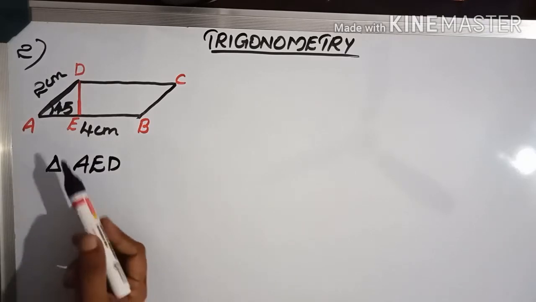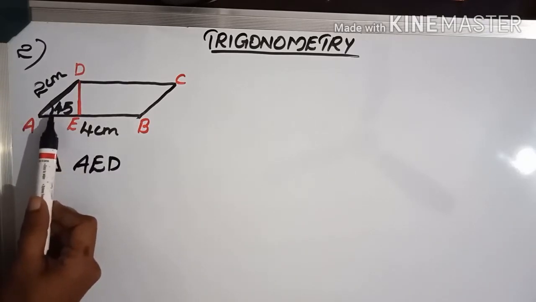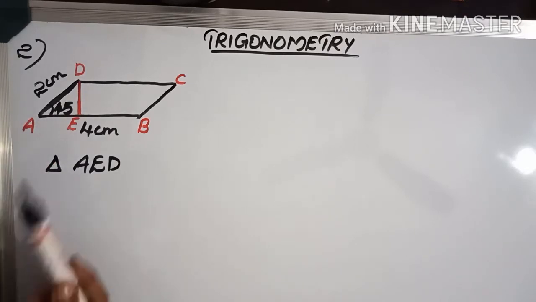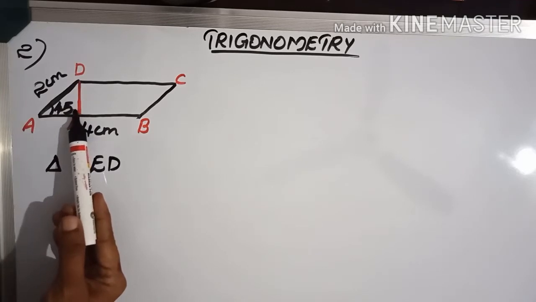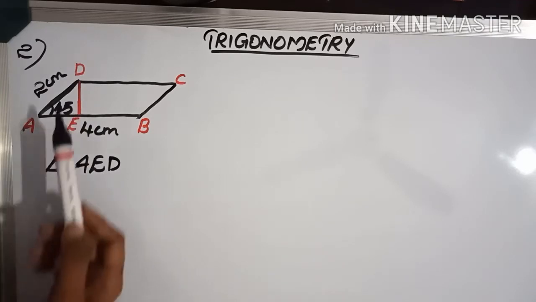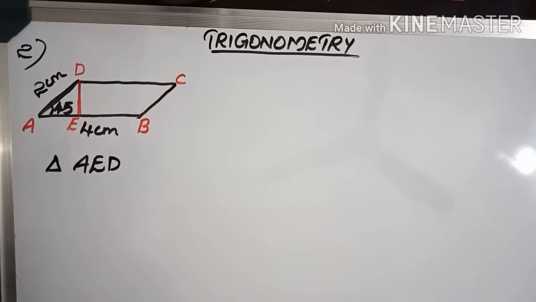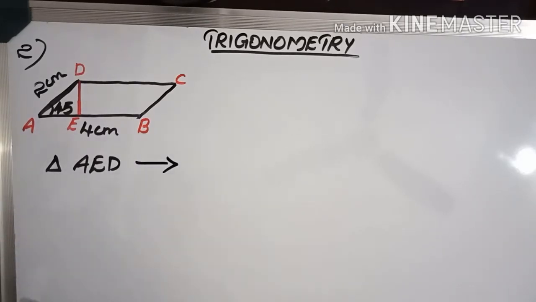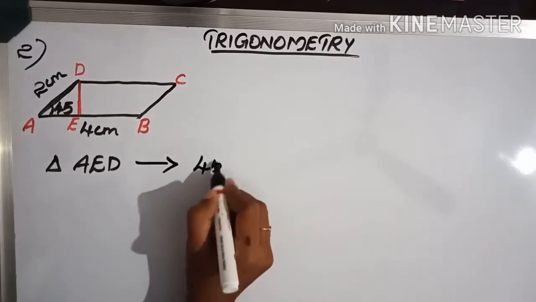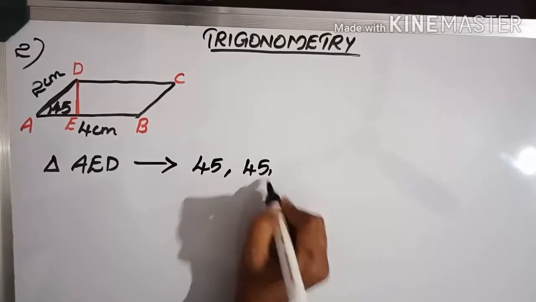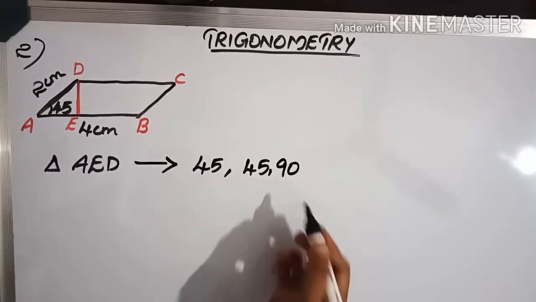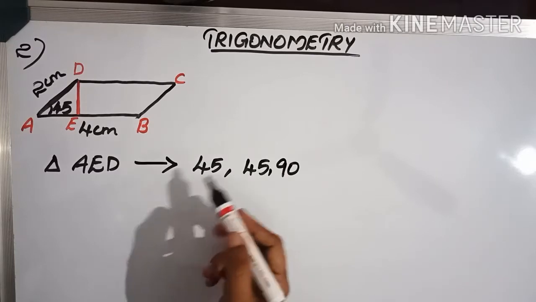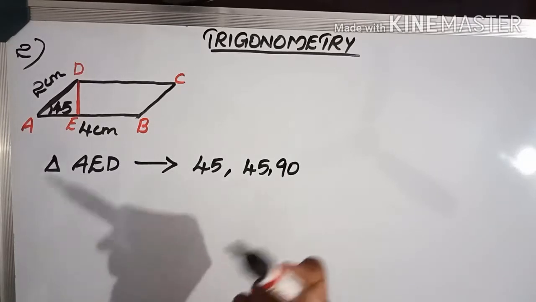In this triangle, one side is given, 2 centimeter, and one angle is given as 45 degree. So this is 45 degree and this is 90 degree because it is perpendicular. The next angle will also be 45 degree. So this triangle's angles are 45, 45, 90. Now let's write the opposite sides also, then it will be easy.